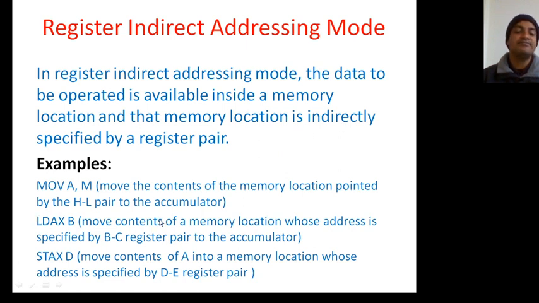LDAX, STAX with B, D or H. You can analyze from here that A, M, B, D, or the registers, are internal parts of the microprocessor. So all the instructions related to register indirect addressing mode will be of 1 byte only, because these are internal parts of your microprocessor.